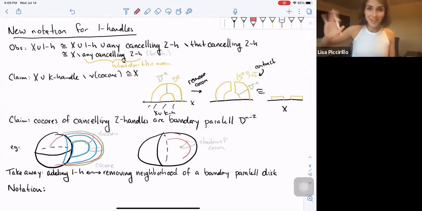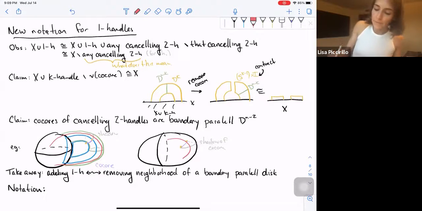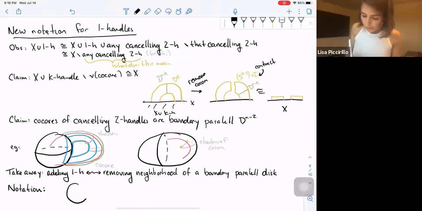But observation about additional 2 handles aside, what we just showed here is that if for whatever reason you don't want to attach 1 handles, you can instead remove boundary parallel Dn minus 2s. And the notation we use for that is, well, as I said before, what I like to do is find a Dn minus 2.